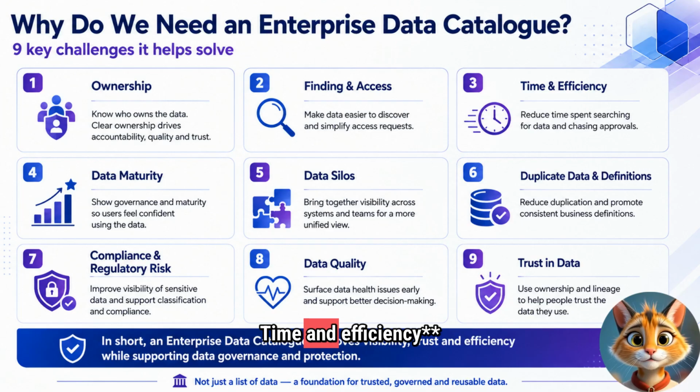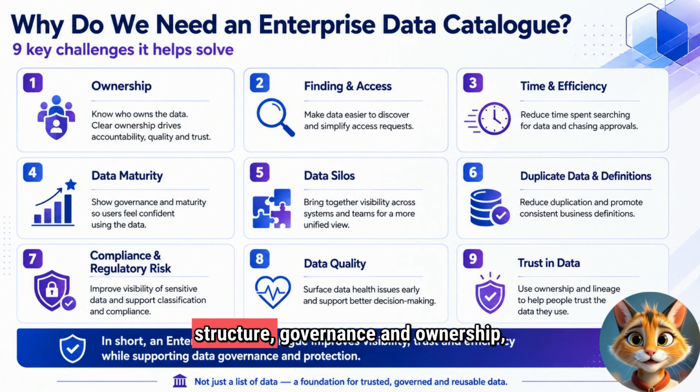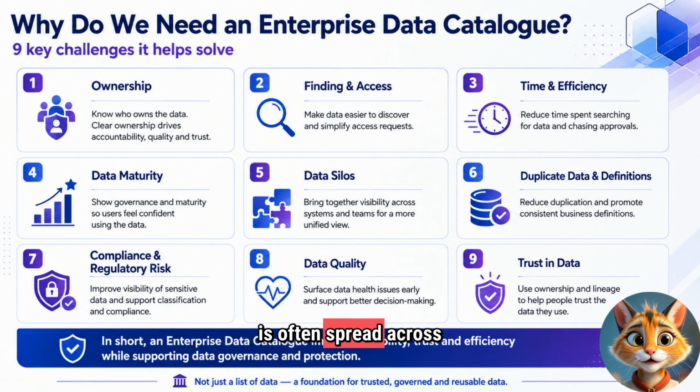3. Time and efficiency. Too much time is wasted searching for data, checking definitions, and chasing approvals. A catalog reduces that friction and helps people make faster, better informed decisions. 4. Improved data maturity. If users see data as unmanaged or immature, they are less likely to use it. A catalog helps demonstrate structure, governance, and ownership, which builds confidence in the organization's data. 5. Breaking down silos. Data is often spread across multiple systems and teams. A catalog provides a more unified view, helping people understand what exists across the wider organization.